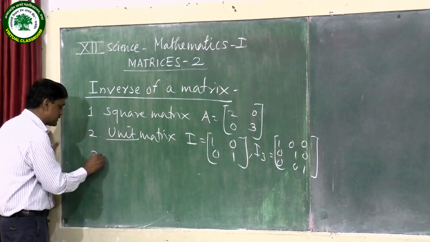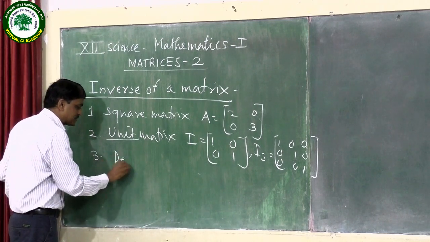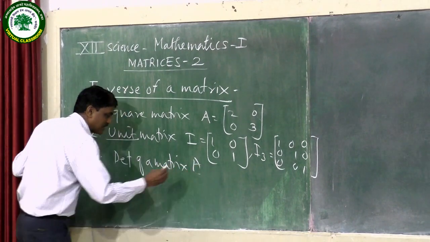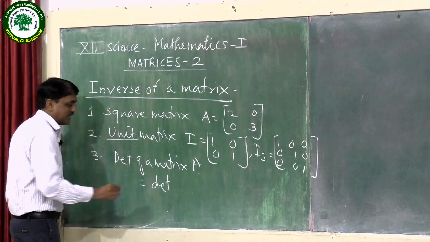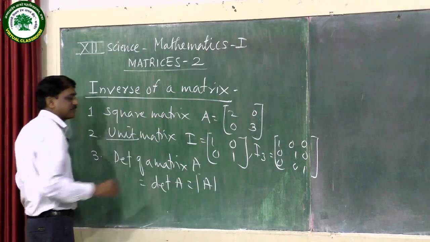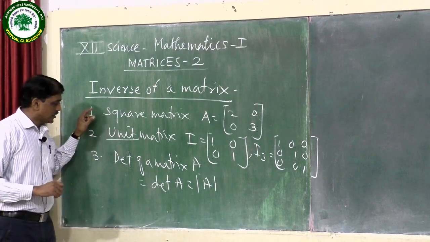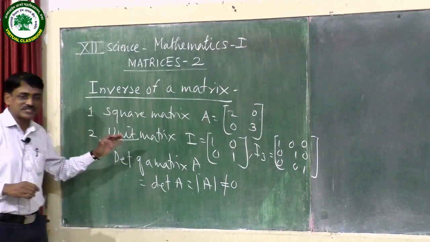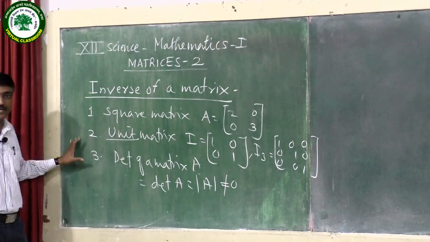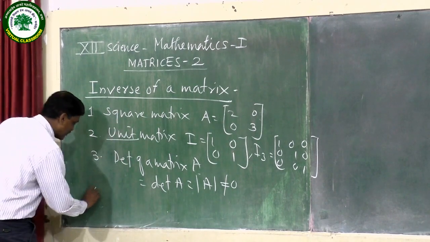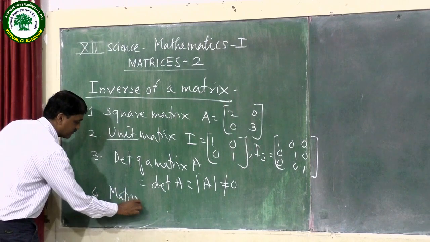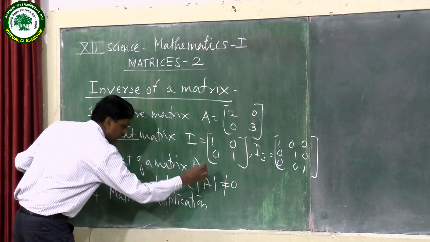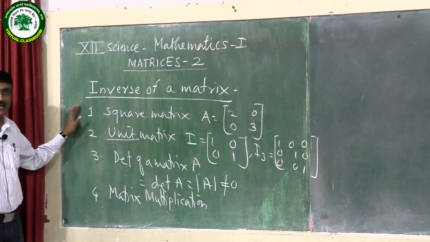And the third thing is determinant of a matrix. Determinant of a matrix A, it is determinant A, or like this, determinant A. If this is non-zero, then its inverse exists. It means when a matrix is a non-singular matrix, then it is invertible. And the fourth one is what we require is matrix multiplication. All these 4 things we have learned in last class, class 11th.